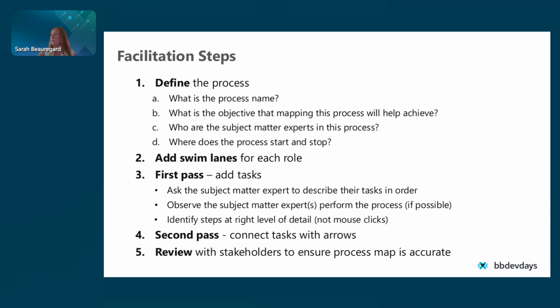Then we document who the subject matter experts are that are participating in the process today. And then we want to call out where the process starts and stops. Basically, what are those bounds around the process that we're focused on mapping? Where does it start and where does it stop, so that we know we're going to be mapping everything in between. We're going to go ahead and add our swim lanes for each role onto our process map.